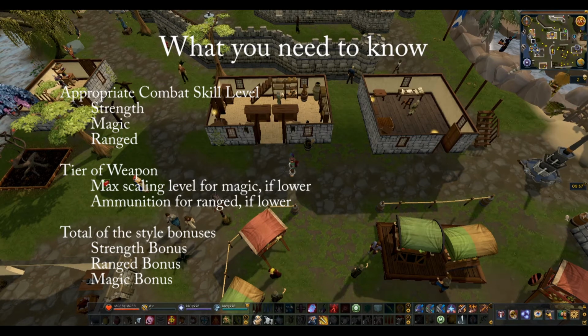You'll first need to know the appropriate combat skill level. If you're using melee, you need to know your strength level. If you're using mage, you need to know your magic level. And if you're using ranged, you need to know your ranged level.